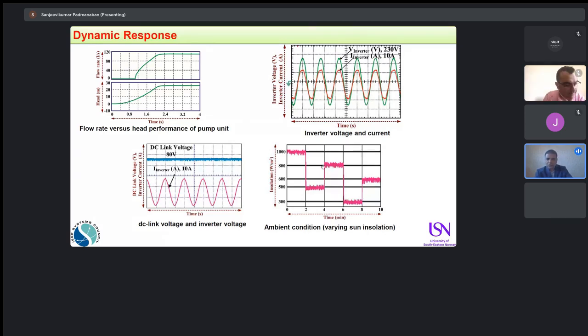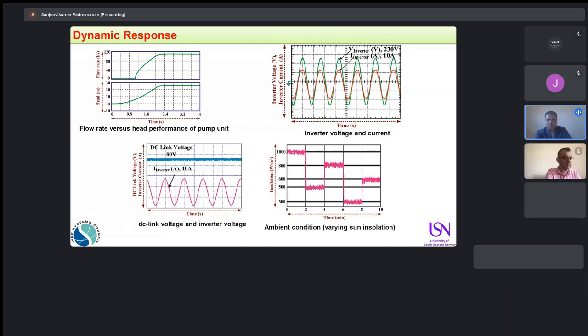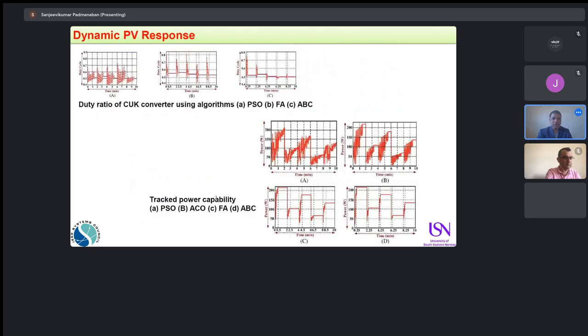And here you can have a look how the insolation has been created in the photovoltaic system from 1000 to 500, back to 800, then to 300, then back to 600. All these regulations, the quality waveform, is generated by advanced controlling of converters and inverters by using these PSO and ABC algorithms. And this can give you further insight into the dynamics.